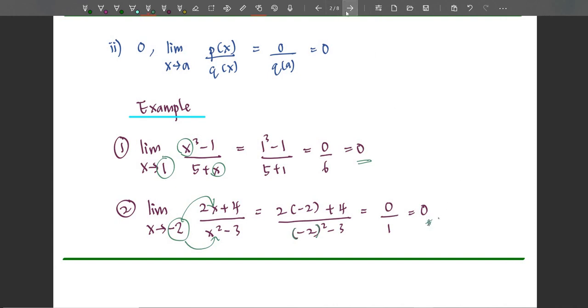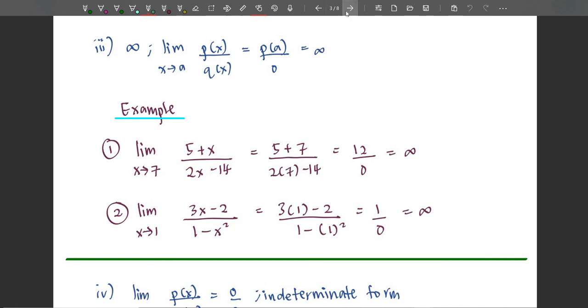Next we're going to have the third one: infinity. When do we get the answer infinity? It is when the limit of p(x) over q(x), when x approaches a, is equal to p(a) over 0. It will be infinity, because any value, positive or negative, divided by 0 is going to be infinity. It can't be determined.